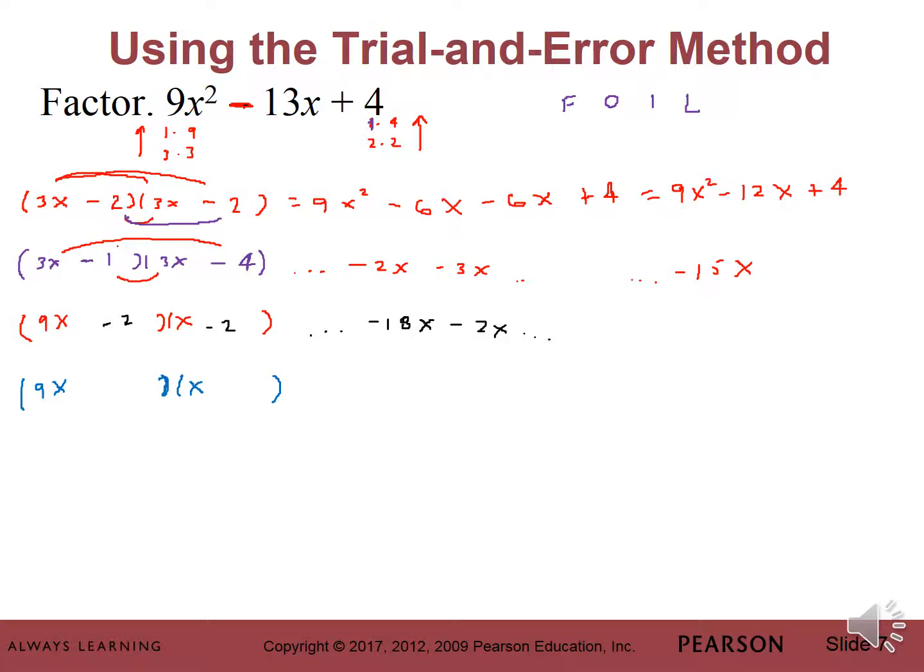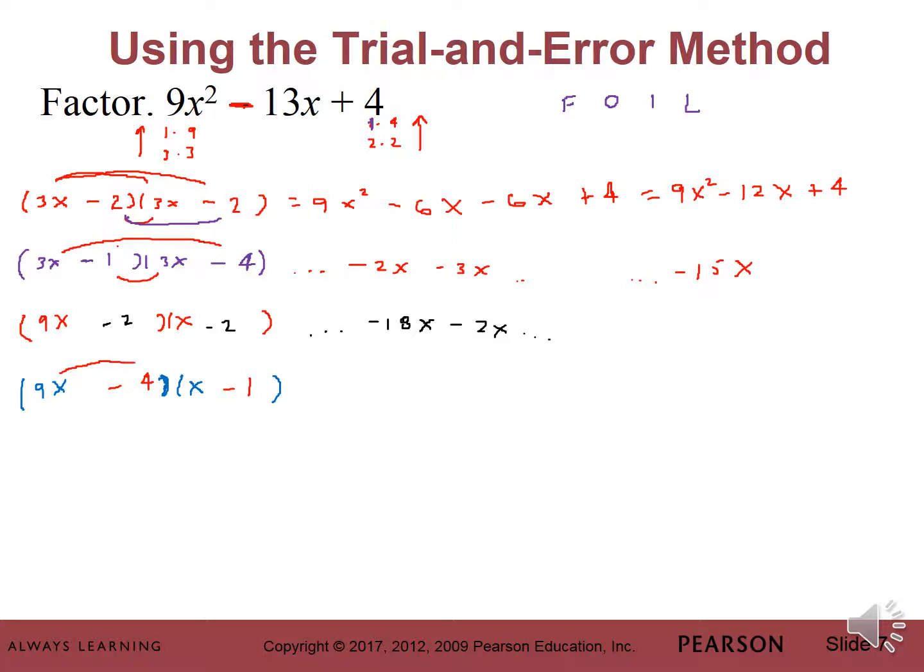Let's try, well, obviously we have to try the 9x and the x with the 1 and the 4. Of course, there are two different ways to do that. We might anticipate a little bit, kind of mentally figure out how we think this is going to go. And so if we did that, we probably would avoid the 1 and the 4, because I don't think we're going to be able to make a negative 13x for our middle term if we went 1 and 4. So let's try 4 and 1.